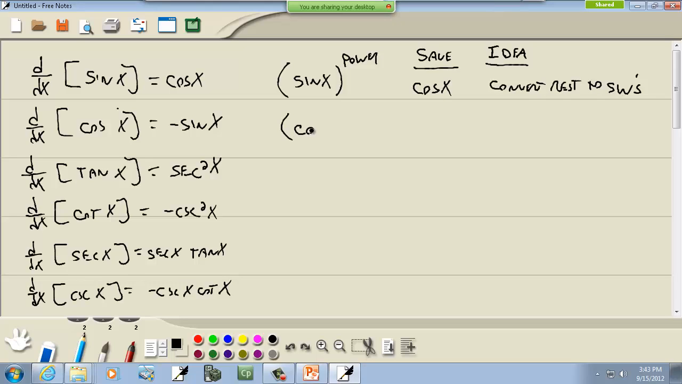Or you'll have cosine to a power, and you'll save a sine, because the derivative of that is negative sine. The negative is trivial, but we need a sine. And then we'll convert the rest to cosines.